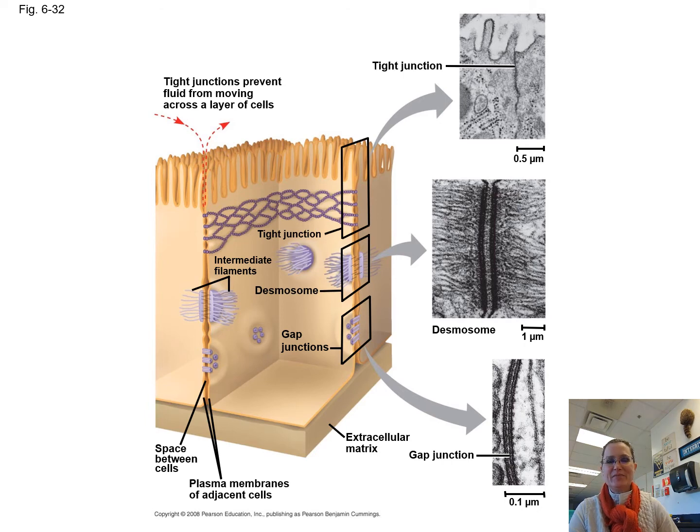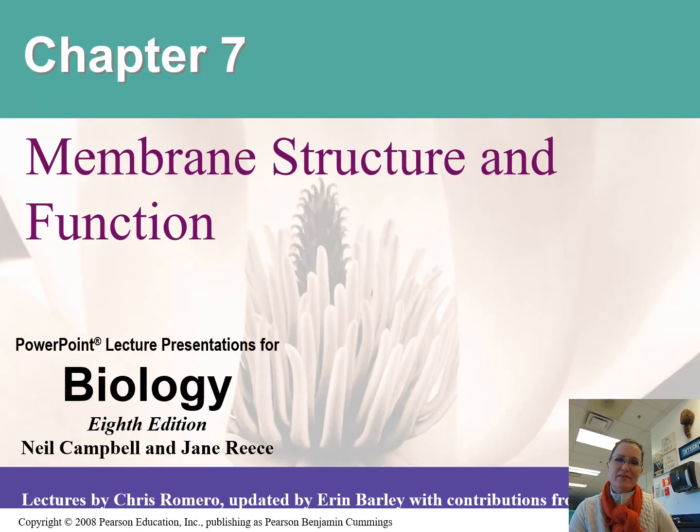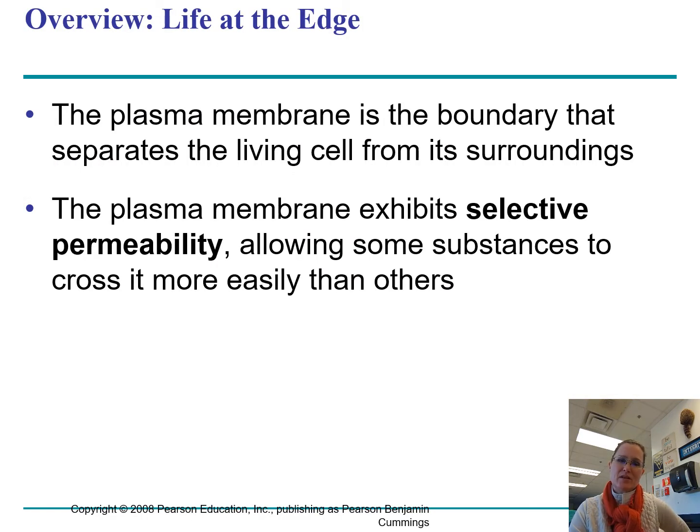Alrighty, just a picture. And then chapter 7, so this is about the membrane. And so our membranes are selectively permeable.